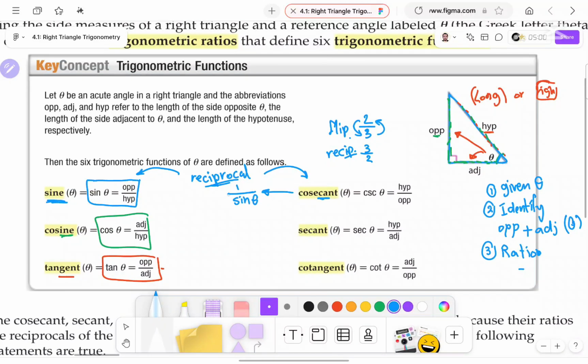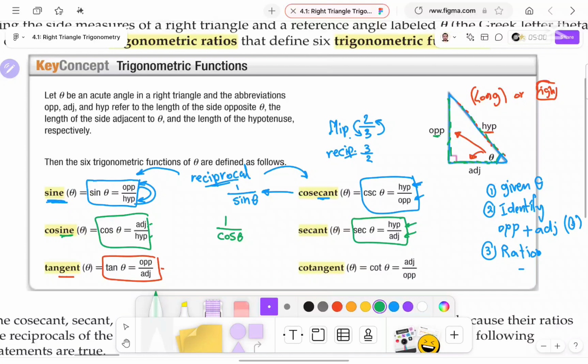And because I flipped sine, I have to flip opposite and hypotenuse. So the cosecant will be hypotenuse over the opposite. We just flip the rule. The same thing happens with the cosine: the reciprocal of cosine is 1 over cosine theta. Cosine is adjacent over hypotenuse, so the secant, flipping it, will be hypotenuse over the adjacent.